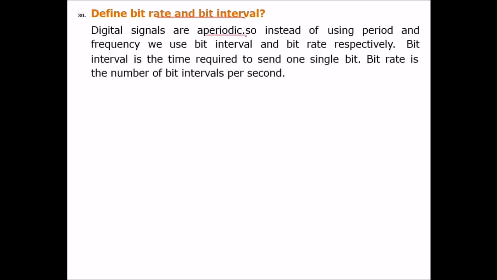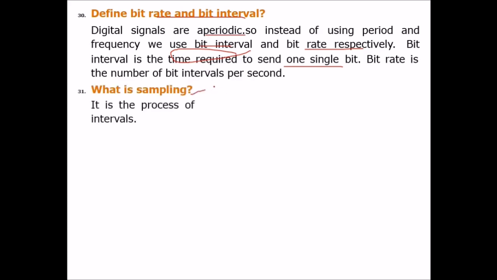Define bit rate and bit interval. Digital signals are periodic, right? So instead of using period and frequency, we use bit interval and bit rate respectively. Bit interval is the time required to send one single bit, while bit rate is the number of bit intervals per second.